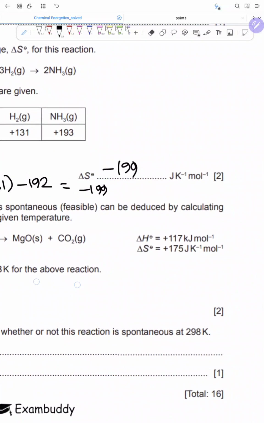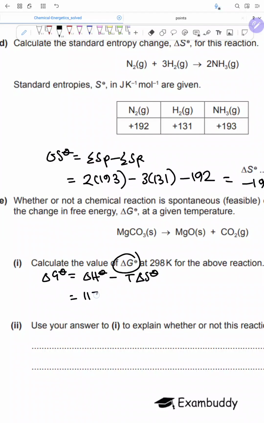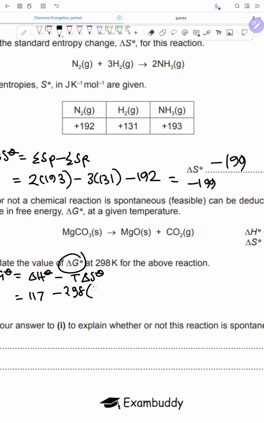So the 117 is in kilojoules, temperature is 298, and our entropy is 175, and make sure to multiply it by 10 to the minus 3, because we want it in the same units. So we'll have 117 minus 298 times 175 times 10 to the power minus 3, which gives 64.9, 64.9.